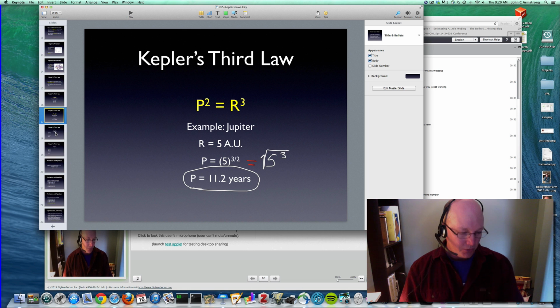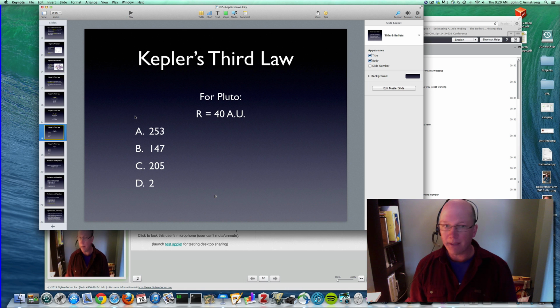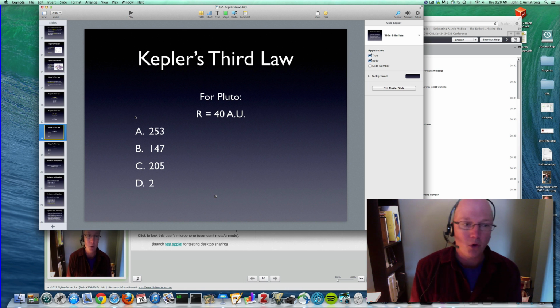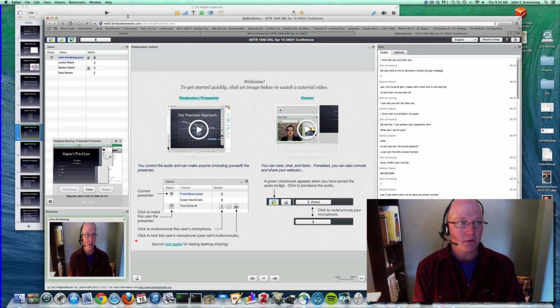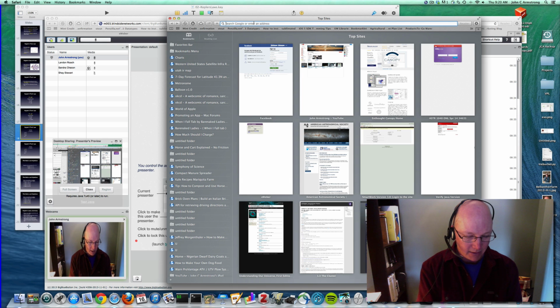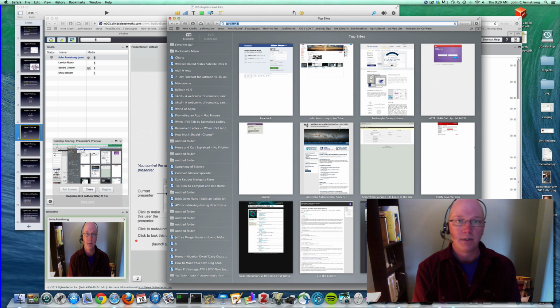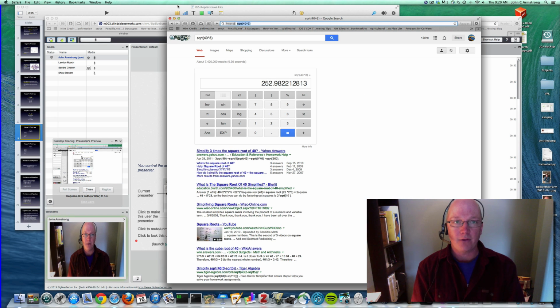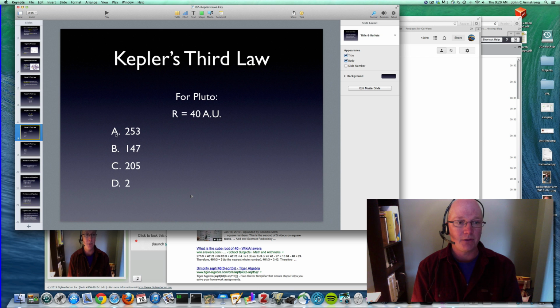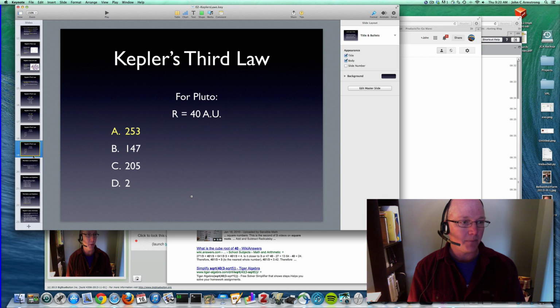Okay, so let's do a couple more little examples here. What about Pluto? Let's take a minute to figure out what Pluto's orbital period is. And again, we can use Kepler's law for this. I'm just going to fire up my Google calculator because I love using it, because I can just type it into the search bar. I can say the square root of 40 cubed. And it gives me 253, which is right there. Go back here, 253, the answer is A, 253. It works for any planet in the solar system, even those planets that are no longer planets, like Pluto.